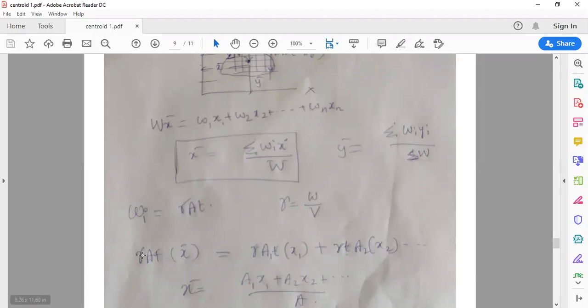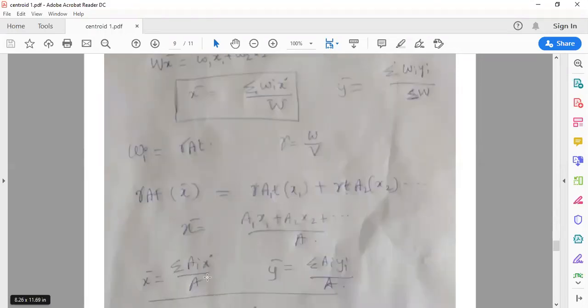So X bar equal to, here gamma T I can cancel throughout. So X bar equals A1 X1 plus A2 X2 plus and so on An Xn divided by area. Or I can write X bar equal to summation of Ai Xi by summation of A. So this equation is in terms of area. The earlier equation was in terms of weight, which gives the location of the center of gravity. This one in terms of area, we call the centroid. Only that is the difference.